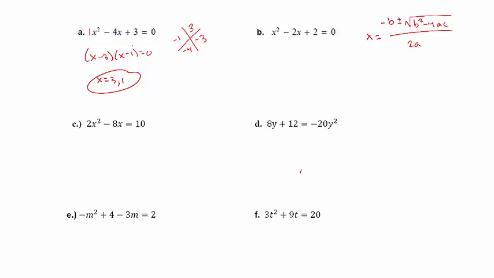So again, I'm always looking for the most efficient way to solve the problem that's going to consist of the least amount of steps. I'm going to jump here to C. So the first thing that I would do is divide everything by 2. Oops, and get those numbers to be a little bit smaller.